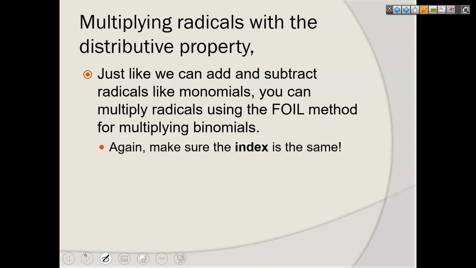Just like adding and subtracting radicals, like binomials, you can multiply radicals using FOIL, or first, outside, inside, last, or the box method. But once again, you have to make sure the index is the same. We cannot multiply, yet, a cube root times a square root.